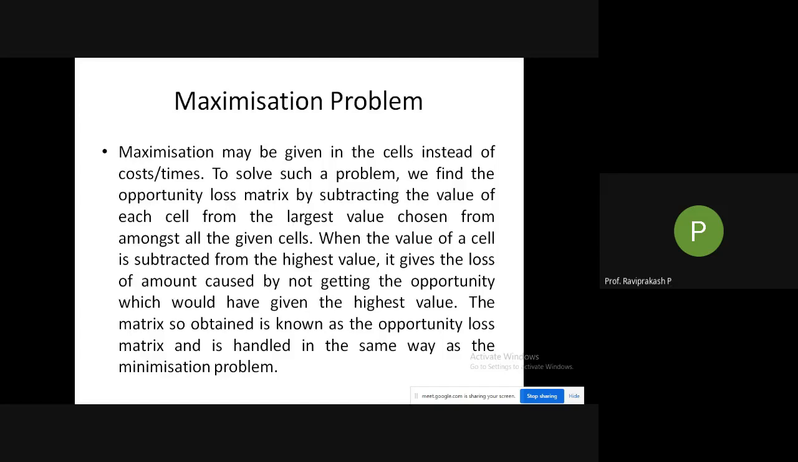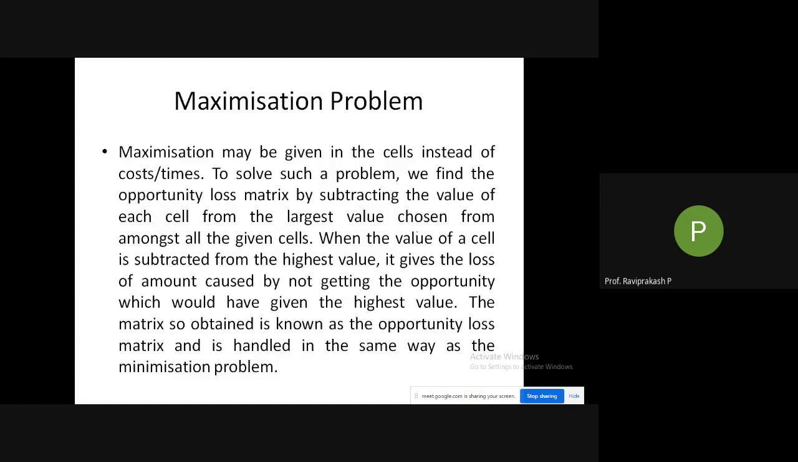After doing this, the normal steps remain the same. After converting the maximization matrix to the minimization matrix, we start with row reduction, then column reduction, and all the other steps remain the same. When you are assigning, instead of taking the minimization matrix values, we should take the maximization matrix values. That's all. It is the same way as we did in the transportation problem.